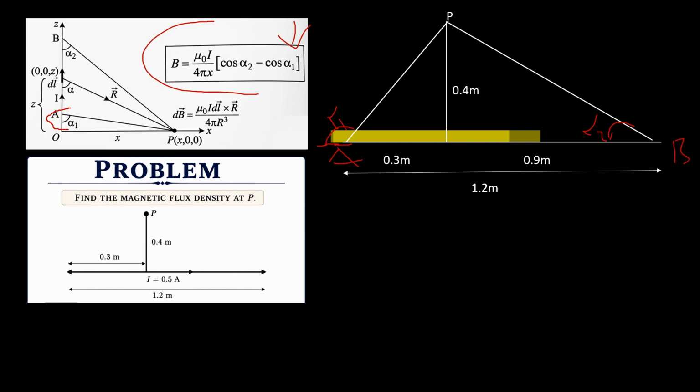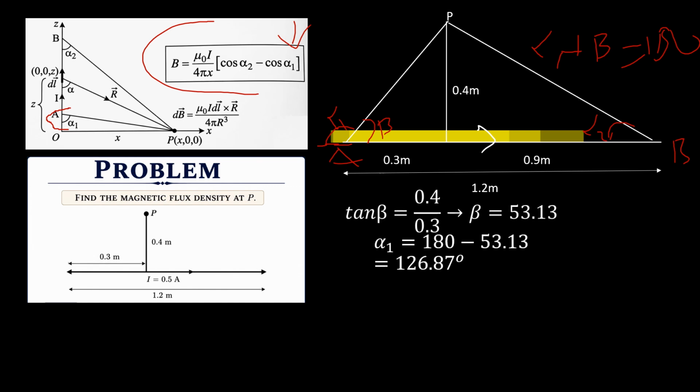So before we can get alpha 1, if we look for this angle here, let's call it beta. If we look for beta, then we can say alpha 1 plus beta equals 180. So if we do that, we can find the value for alpha 1. So let's go in deeply. Look at this. Tan beta is going to be 0.4 over 0.3, and beta is going to give us 53.1. So alpha 1 is going to be 180 minus beta, which is 126.87 degrees.